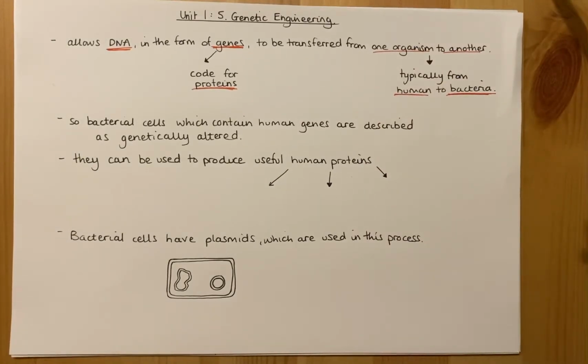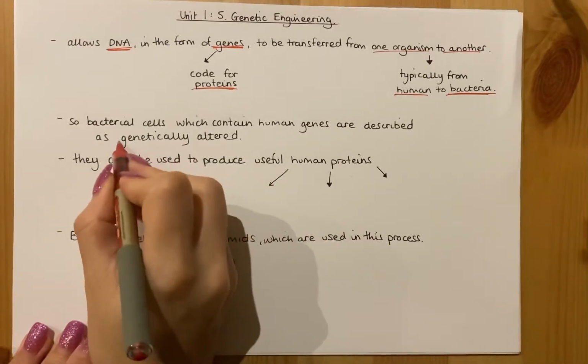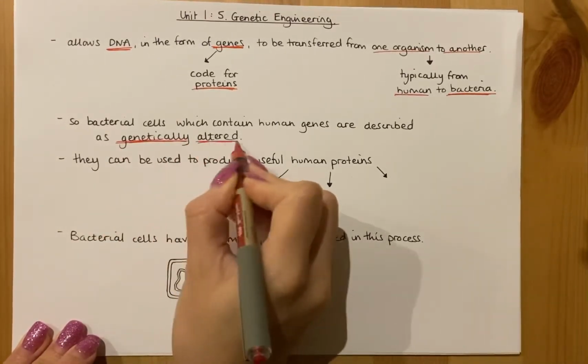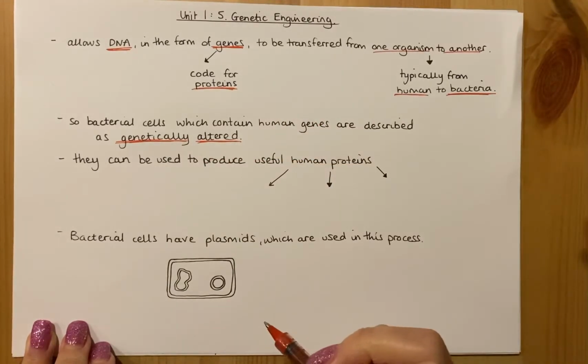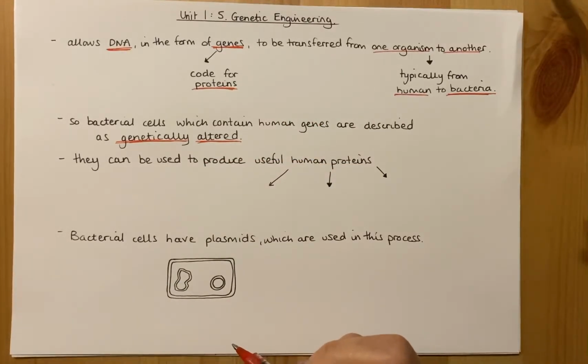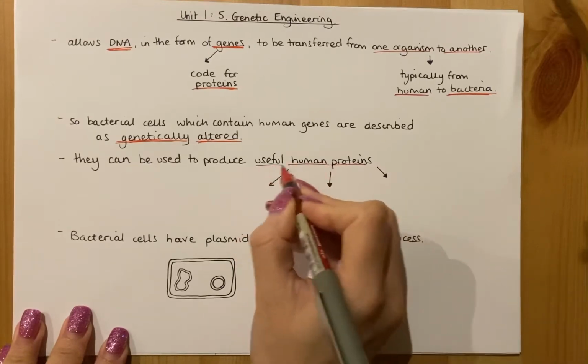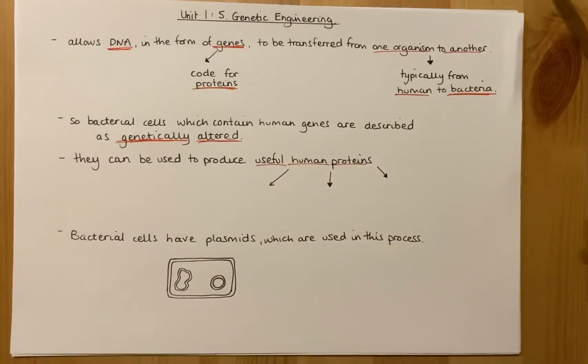Now when we do that, those bacterial cells are called genetically altered, because we have changed the genes in them by taking a human gene and placing it into them. There is a point to this, and that is that we can then produce useful human proteins from that. If you think back to the different types of proteins that we had, we talked about structural proteins and receptors and all that kind of stuff. The main ones that we produce using genetic engineering are hormones.